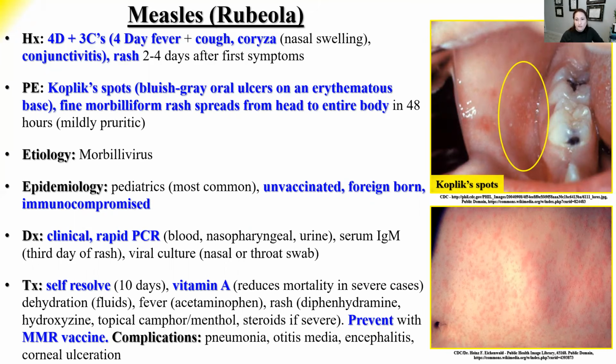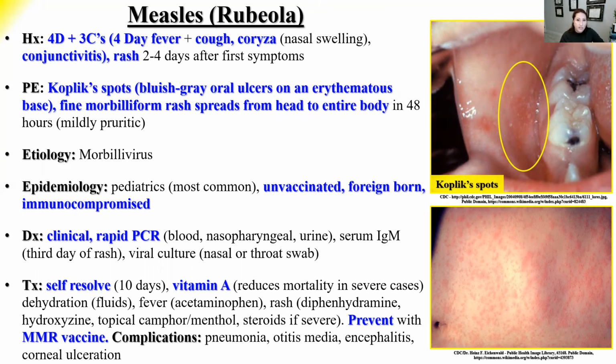The physical exam for this, let's look at these pictures real quick. The top picture is Koplik spots, which are very specific to measles. It's a bluish gray ulcer on an erythematous or red base that occurs in the oral mucosa. Then if we look at the bottom picture here, this is kind of that net-like fine morbilliform rash that goes over the entire body. Like I said, this used to be a disease of childhood, but because we have the MMR vaccine, we don't see it as commonly.